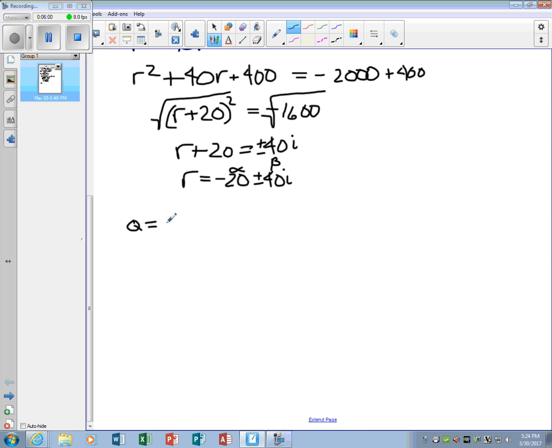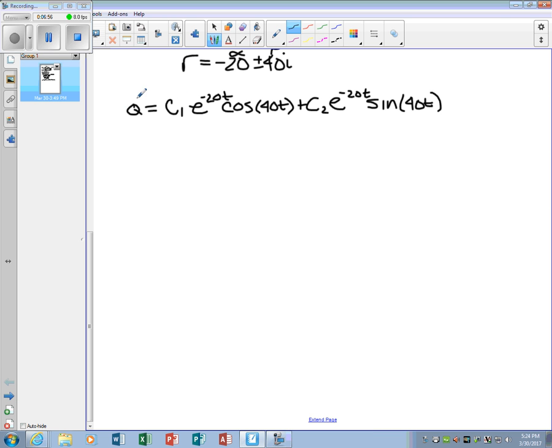Q equals C1 e to the alpha t, so that's negative 20t, and then cosine beta t, so 40t, plus C2 e to the alpha t sine beta t, so it's 40t right here. So this is just the beginning pretty much right now.